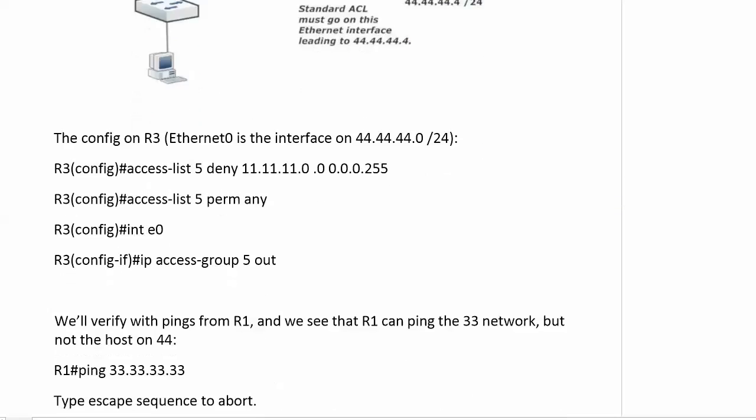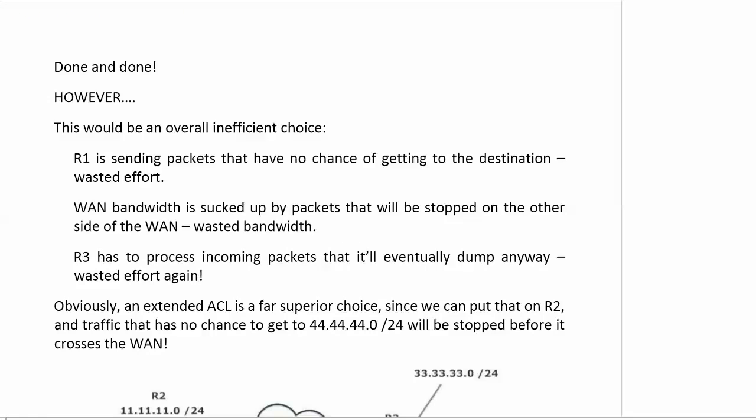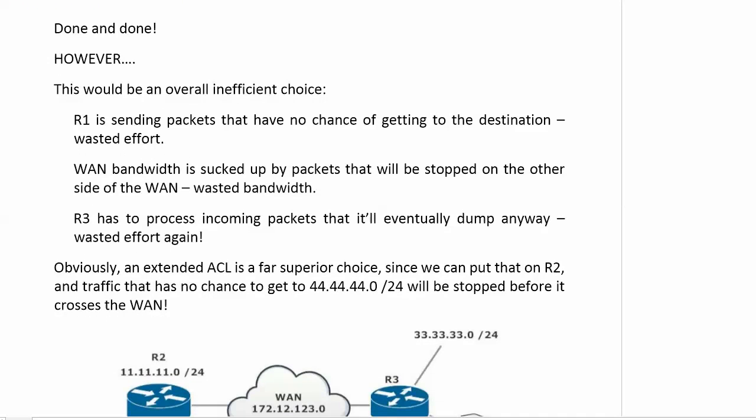So now that we've looked at how to work with a standard ACL, we're going to do something a little more real world here in a minute. We're done, however, that's not a really efficient choice in the real world. Because first off, router 1 is sending packets that have no chance of getting to the destination. Well, that's wasted effort, but there's only so much you could do there. But router 2 is having to process them. That's the key for the first point. Router 2's got to process them. Router 2 is going to send them across the WAN. The WAN bandwidth gets sucked up by packets that are going to get stopped over there anyway.